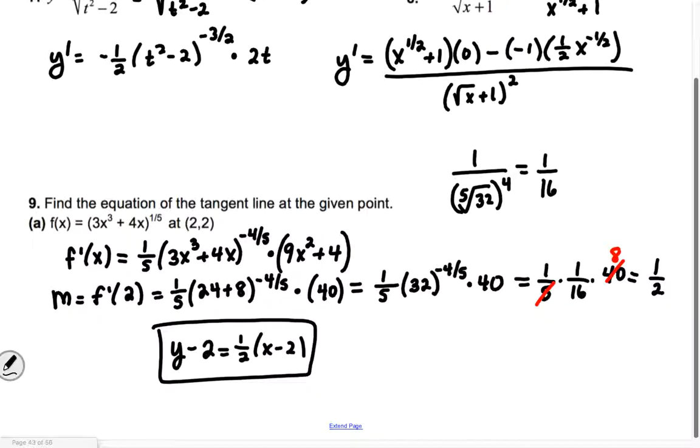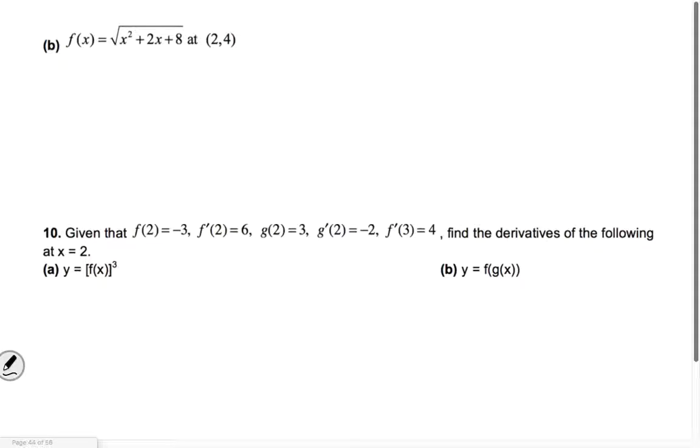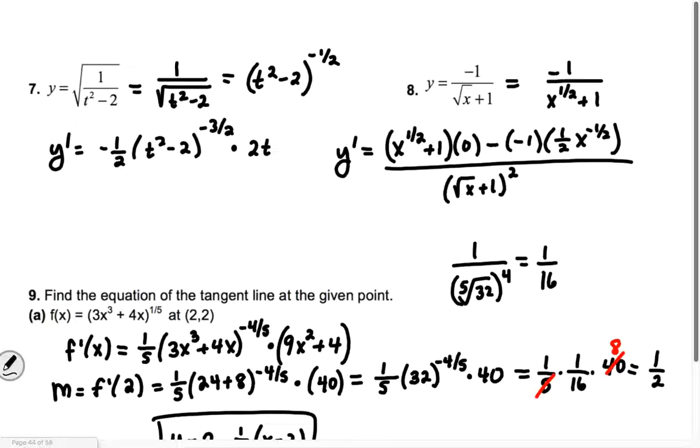Good? All right. All right, try the next one. So find the equation of the tangent line there. I need to go back there.